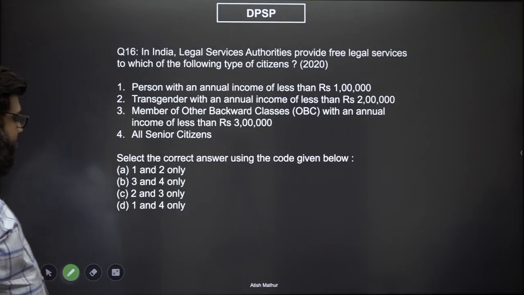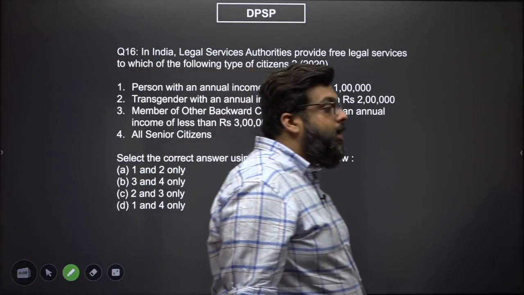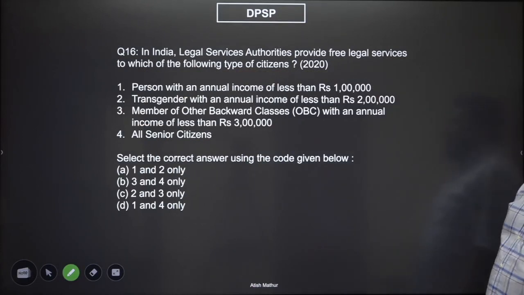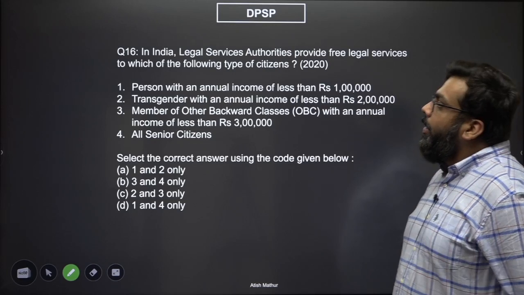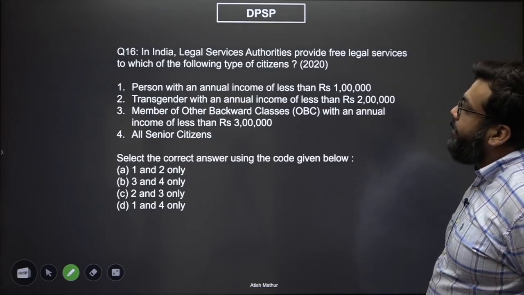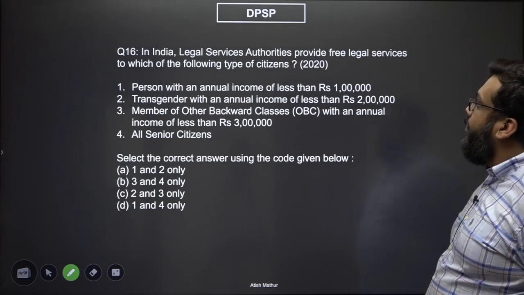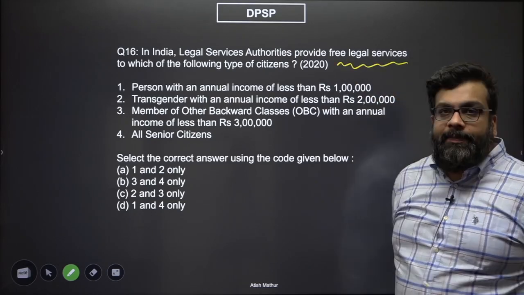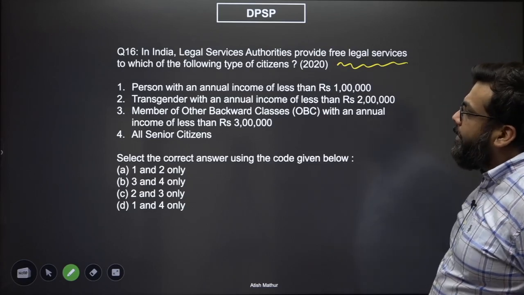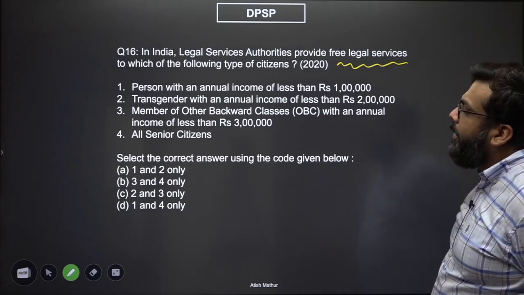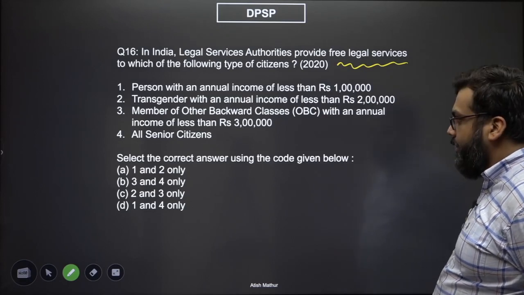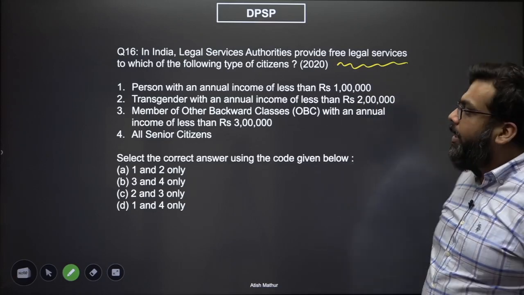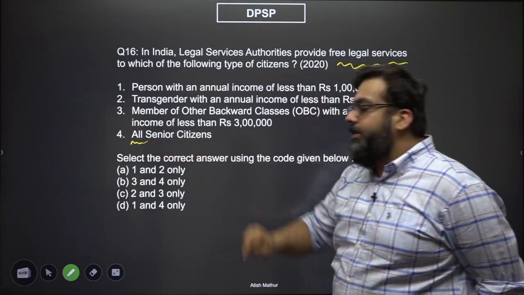Now, question number 16. This was a tough question. A lot of people had issues with this. Let us try and solve this question with some logic around it. So in India, the legal services authorities provide free legal services to which of the following types of citizens? Person with an annual income of less than 1 lakh, transgenders with an annual income of less than 2 lakhs, members of other backward classes with an annual income of less than 3 lakhs, all senior citizens.